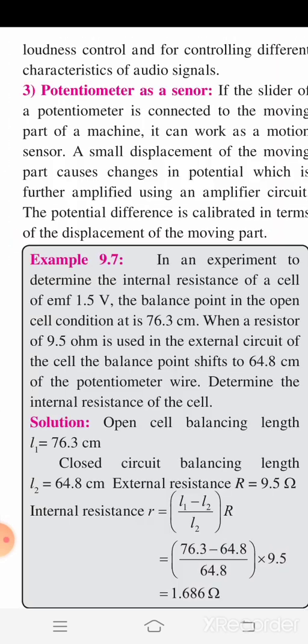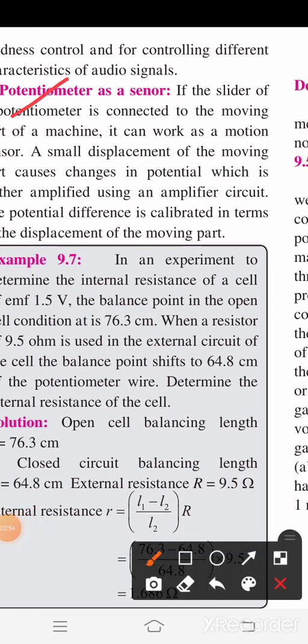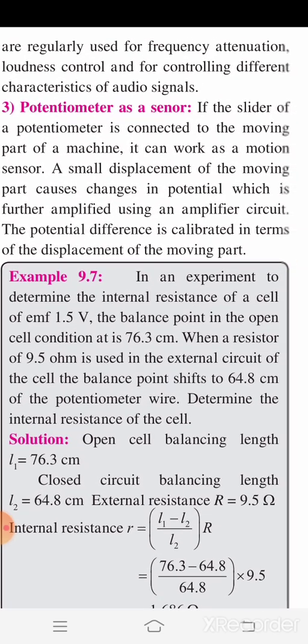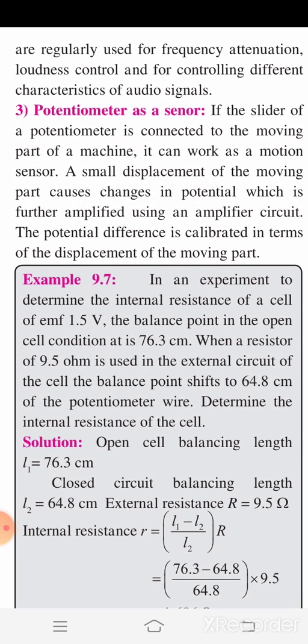And the third application of potentiometer is potentiometer as a sensor. If the slider of the potentiometer, means the jockey or sliding key of the potentiometer, is connected to the moving part of a machine, it can work as a motion sensor. A small displacement of the moving part causes a change in potential, which is further amplified using an amplifier circuit. The potential difference is calibrated in terms of displacement of the moving part.